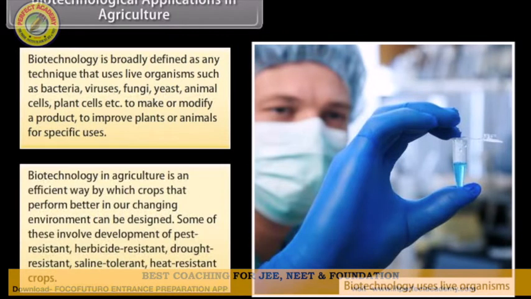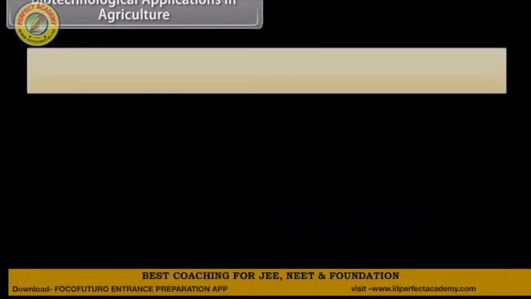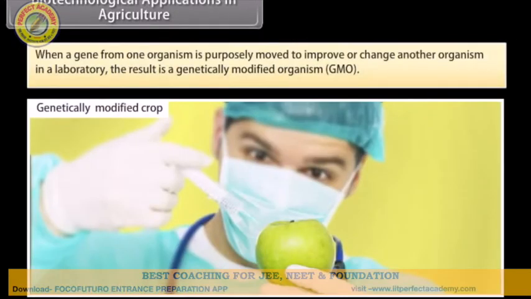Biotechnology in agriculture is an effective way by which crops that perform better in our changing environment can be designed. Some of these involve development of pest-resistant, herbicide-resistant, drought-resistant, saline-tolerant, heat-resistant crops. When a gene from one organism is purposely moved to improve or change another organism in a laboratory, the result is a genetically modified organism, GMO.